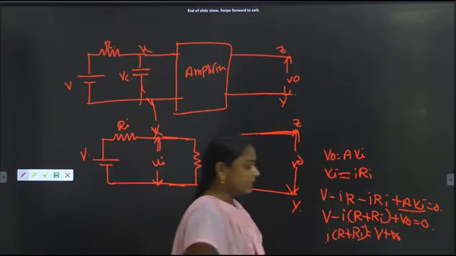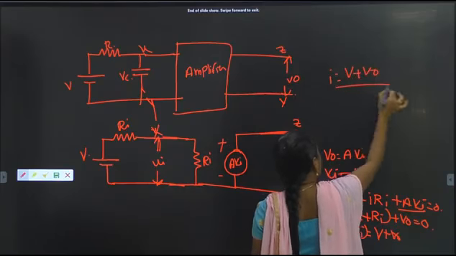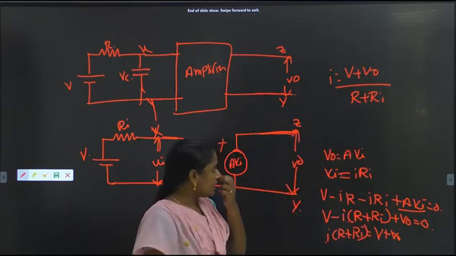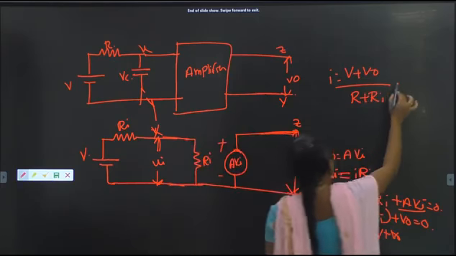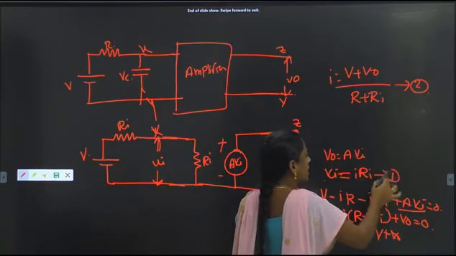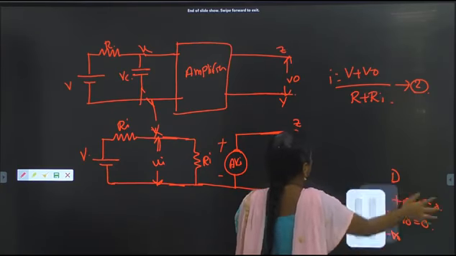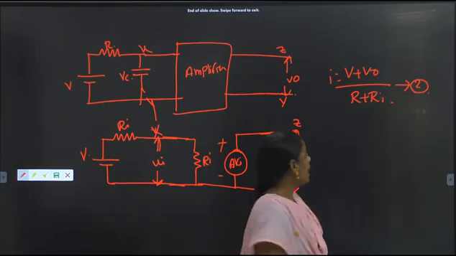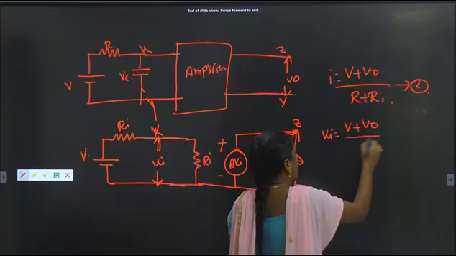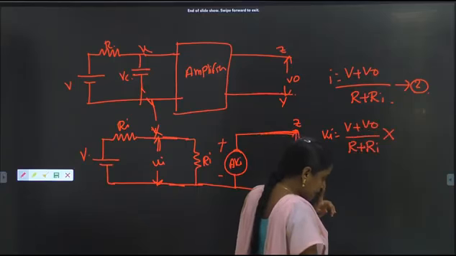And what is I? From that I have to find the current I. I is equal to V plus V naught by R plus Ri. So that is a condition. This is taken as equation number 2. What is equation number 1? That is Vi is equal to I into Ri. So just substitute equation number 2 in equation number 1, and what happens? Vi is equal to I into Ri. So that is Vi is equal to V plus V naught by R plus Ri into, what is the condition? That is Ri.